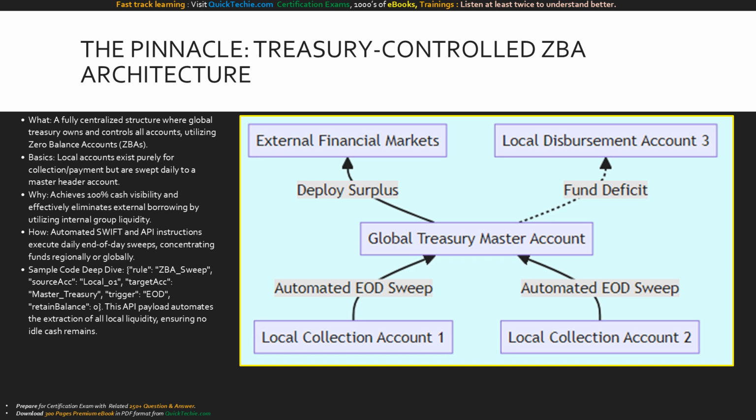Look at the sample JSON code on your screen. This is a configuration payload sent to a bank's API. It defines a ZBA sweep rule, taking funds from the local 01 account and sweeping them to the master treasury account.